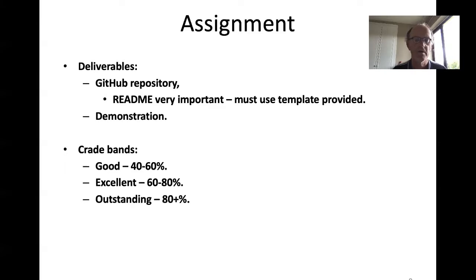Now, in terms of how I assess the project, I've defined what I'm calling grade bands. There are 3 grade bands. I'm just labeling them as good, excellent, and outstanding with the percentages documented. So I just want to talk through those bands and give you an idea as to what I'm looking for in each of them.